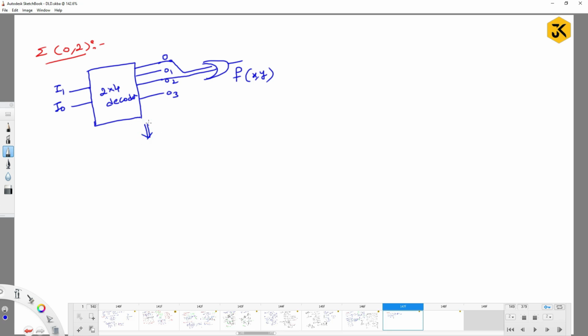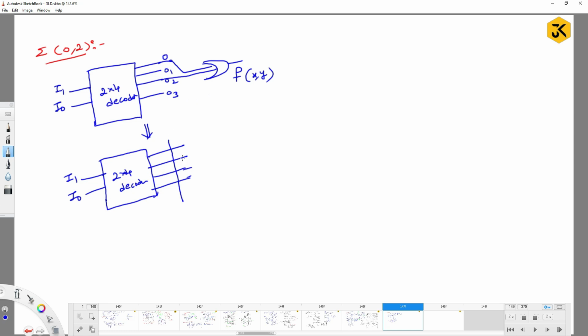Instead of using an OR gate, I can redraw it in another way. Try to observe. I am going to use only a 2 by 4 decoder. Input is I1 and I0 and the outputs are like this. Now, instead of using an OR gate, I am going to place one vertical copper wire. Assume that these horizontal lines are also copper wires.